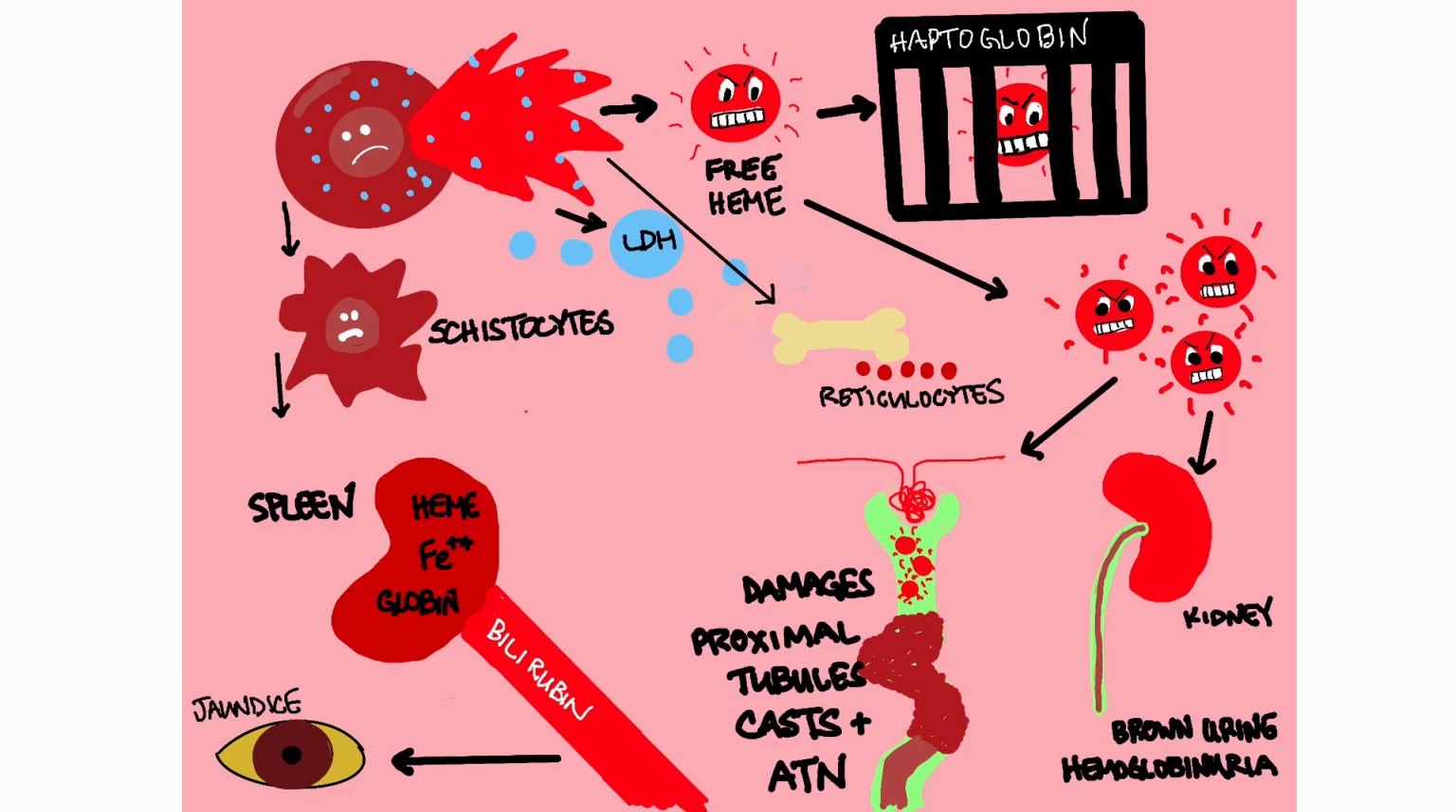In the proximal tubules, it makes oxygen-free radicals that result in severe damage to this area. It can cause acute tubular necrosis and potentially renal failure. Also, the particulate matter can become clumped up in the proximal tubule, resulting in cast formation. These are hemoglobin casts.